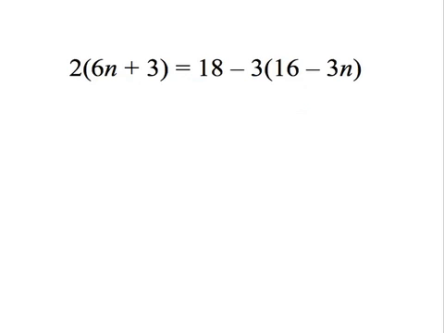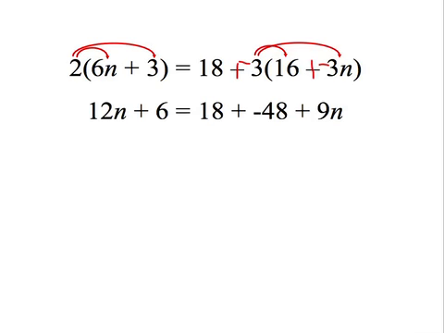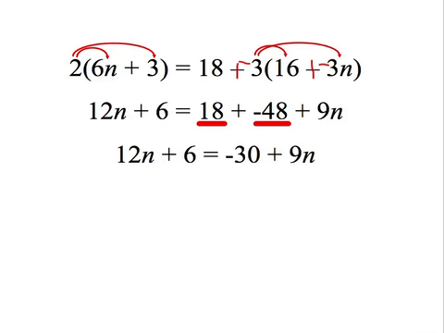Well, let's look at an example. We're going to apply the definition of subtraction. Then we're going to show our work and apply the distributive property, giving us 12n plus 6 is equal to 18 plus negative 48 plus 9n. We're looking for like terms. Well, the left side is already simplified, but the right side has a pair of like terms. We combine them, and now both sides have expressions which are in simplest form.